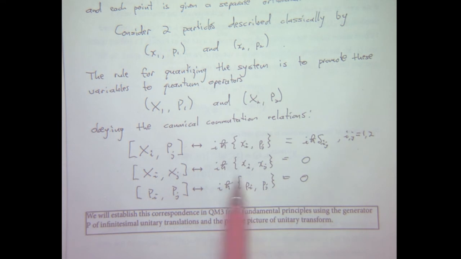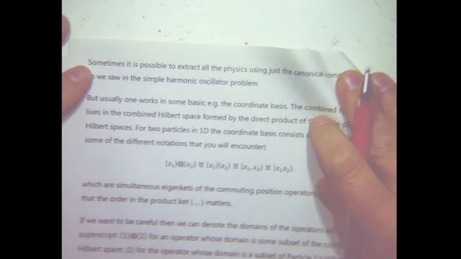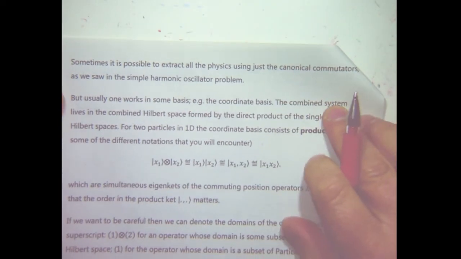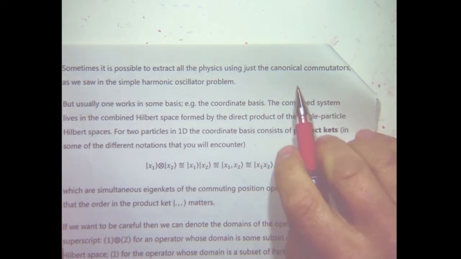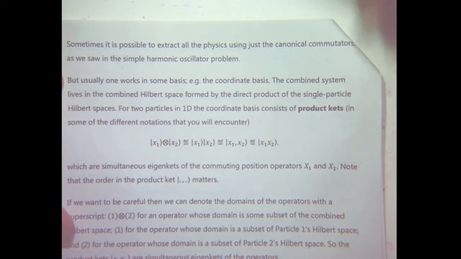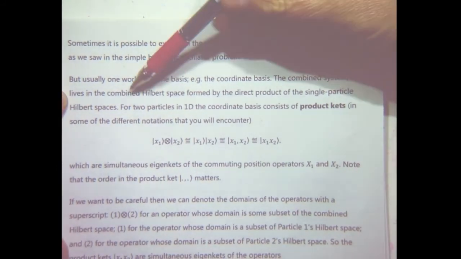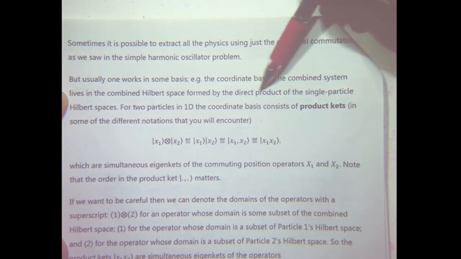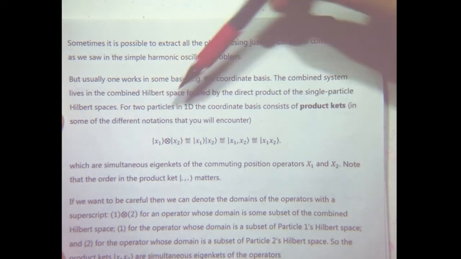We'll actually establish this from fundamental principles in QM3. Sometimes you don't actually need to work in a particular basis. You can just extract all the physics using the canonical commutators. But usually you need to work in some basis, such as the coordinate basis. And the combined system lives in the combined Hilbert space formed by the direct product of the single-particle Hilbert spaces.